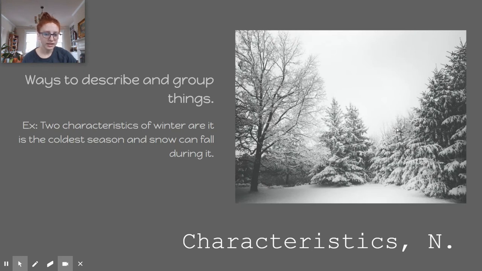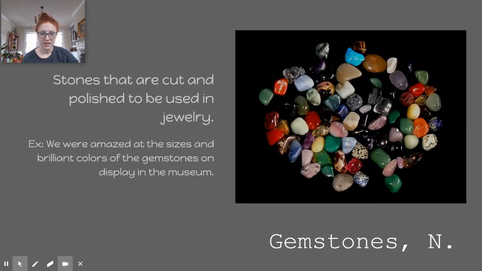Characteristics. Characteristics are ways to describe and group things. Two characteristics of winter are that it is the coldest season and that snow can fall during it. Gemstones. Gemstones are stones that are cut and polished to be used in jewelry. We were amazed at the size and brilliant colors of the gemstones on display in the museum.